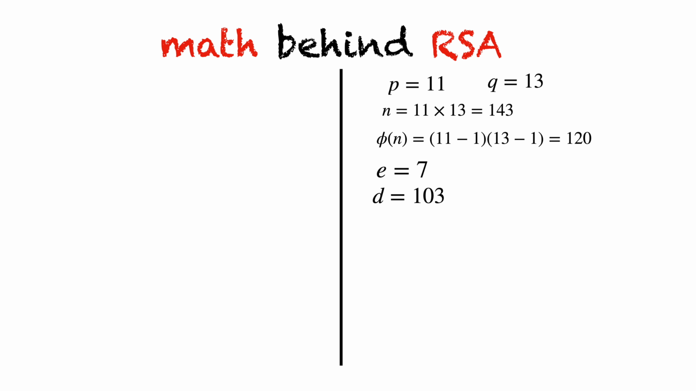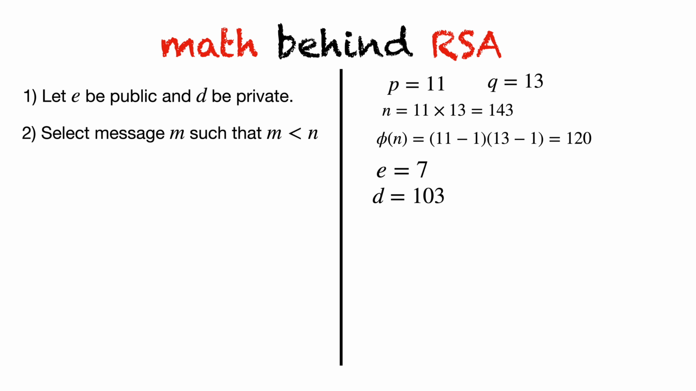Now we see how the RSA works. So let e be the public and d be the private key. So d will be with the receiver and e will be with the sender. And the receiver has sent this e as a public key to the sender. Now the sender selects a message m such that m is less than n, and here we take m equal to 8. Then he encrypts it: he raises the message m to the power e modulo n, and gets some number which we call the ciphertext.